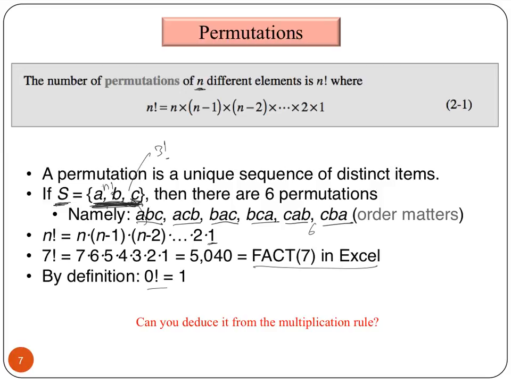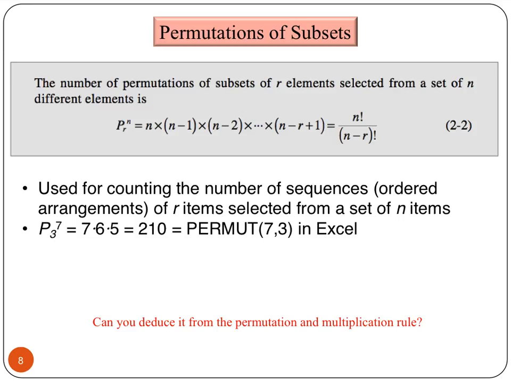Now, can you deduce this from the multiplication rule? Try to think of a way that you can figure out where this rule comes from if you apply the multiplication rule. And there are other ways to do permutation.